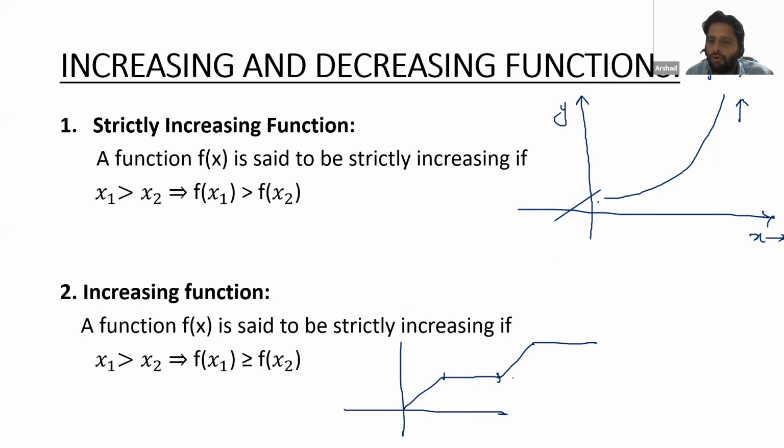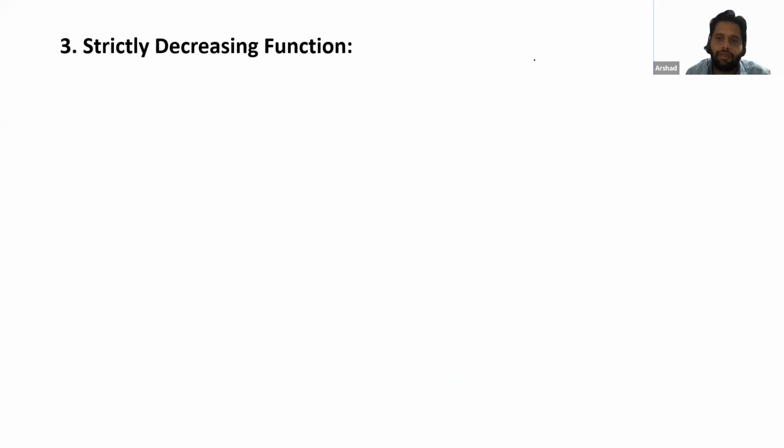So I hope all of you understood the difference between the strictly increasing and the increasing function. Strictly increasing increases continuously; increasing increases, then becomes constant, then again increases, and like this. Then we have a strictly decreasing function. So what is a strictly decreasing function?